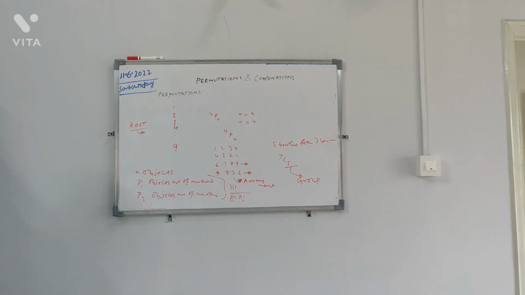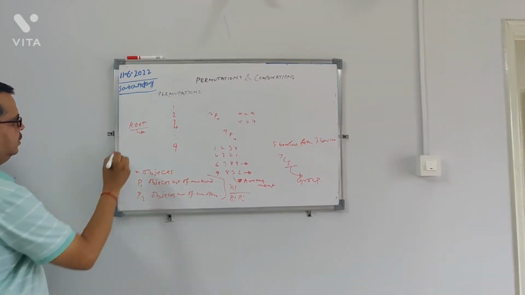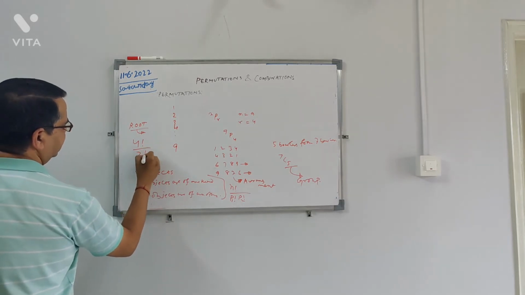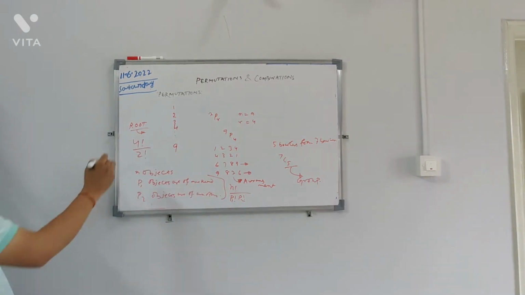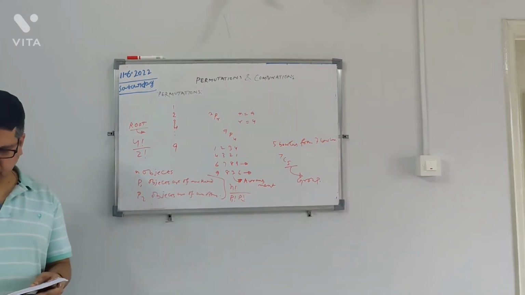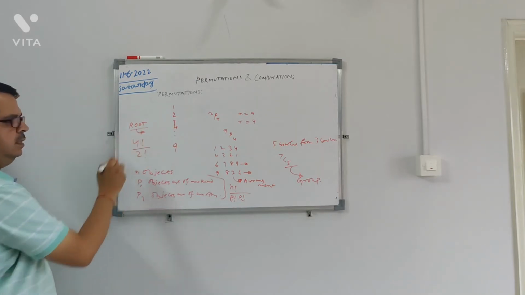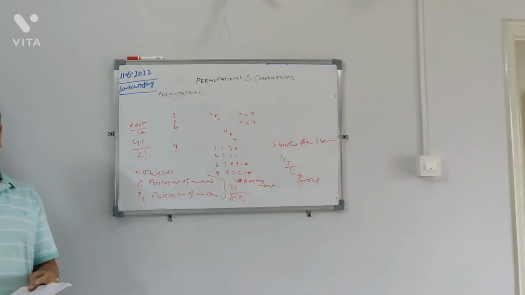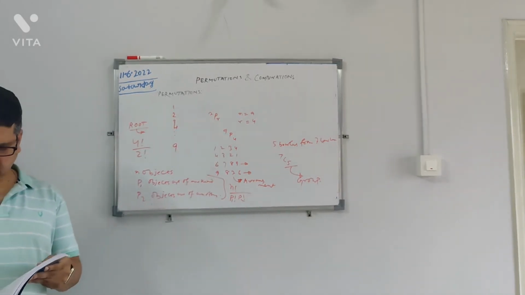For the word ROOT, it will be 4 factorial divided by 2 factorial. Whether you write O at the front or the back doesn't matter, it will be the same arrangement. If there is a repetition, you divide by the factorial of how many times it is repeating.